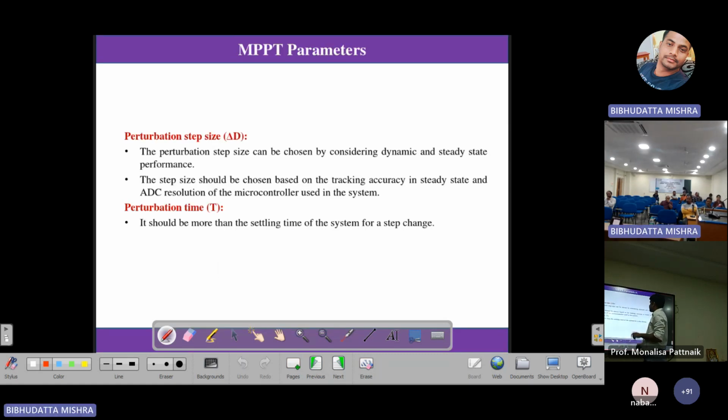Okay, so two things are important while going through this lecture. I will tell about this more clearly. As I told you, one is this delta D. There are many researchers who actually worked on this delta D. And another is the perturbation time. Perturbation time means how much interval you want to vary the delta D.